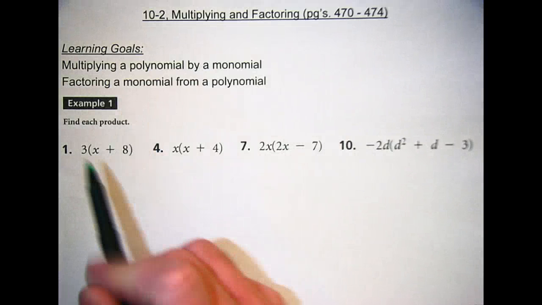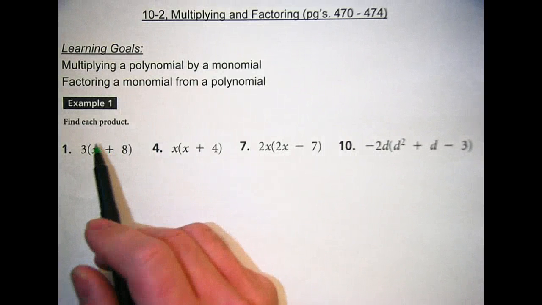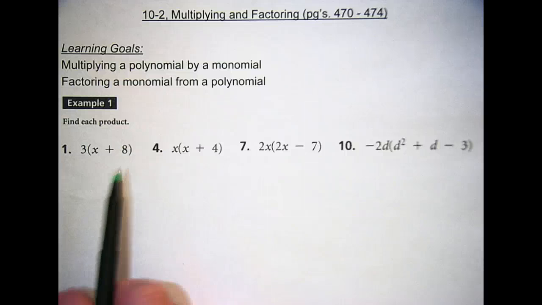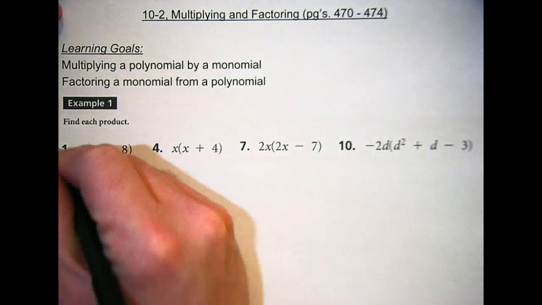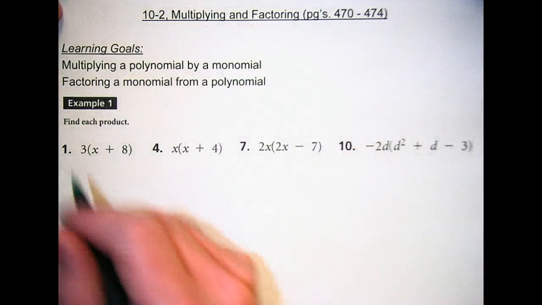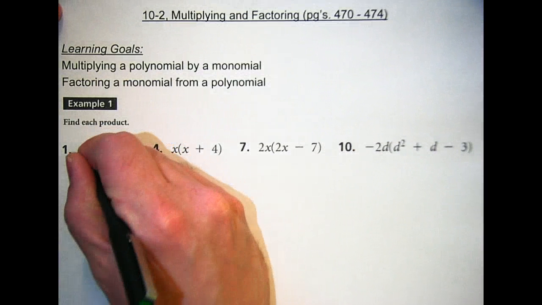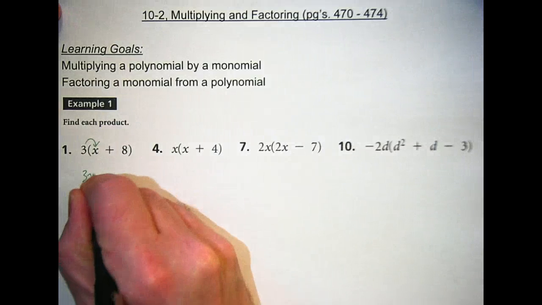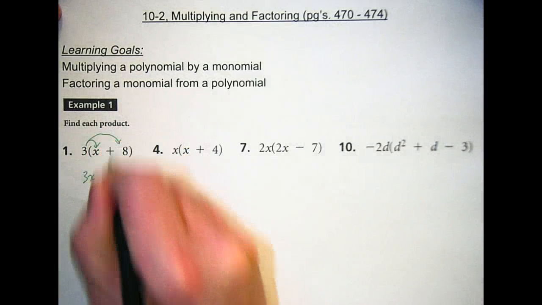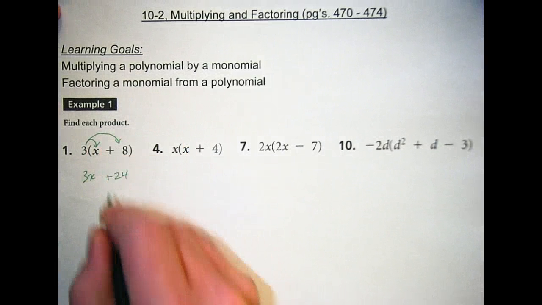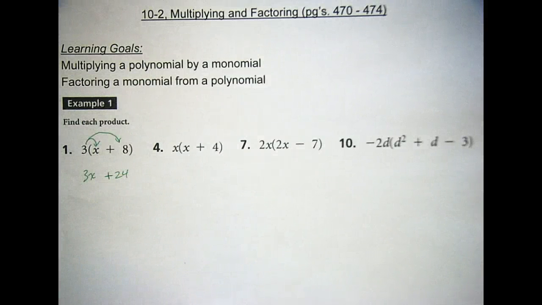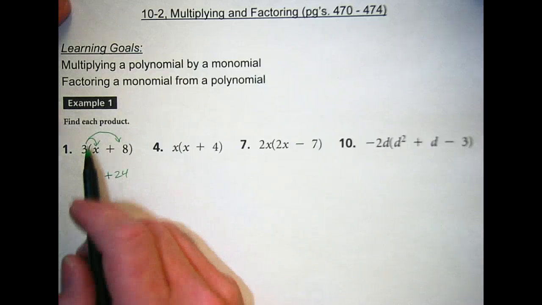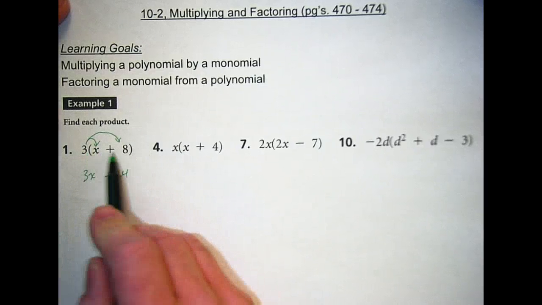So the first part here, find the product. I asked you to do that. Go ahead and show your neighbor what you got for number 1 there. All right, let's check. So hopefully everyone did the distributive property. 3 times x is 3x. 3 times 8 is 24. 3x plus 24. How many got it? Okay, so we've done that earlier in the year. Remember, this 3 means I have 3 of these x plus 8s.